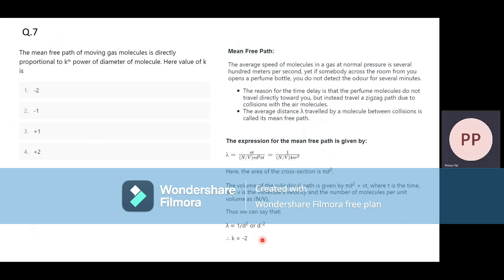As you already know, I mentioned what the mean free path is. The average speed of molecules in a gas at normal pressure is several hundred meters per second. Yet if somebody across the room from you opens a perfume bottle, you do not detect the odor for several minutes.